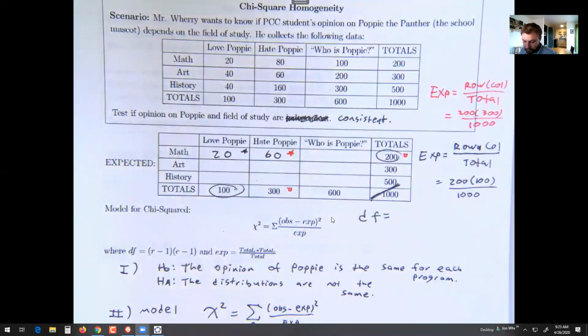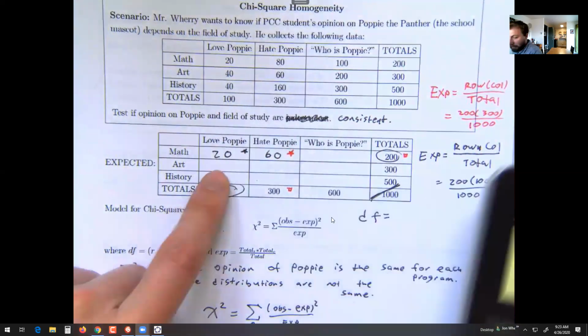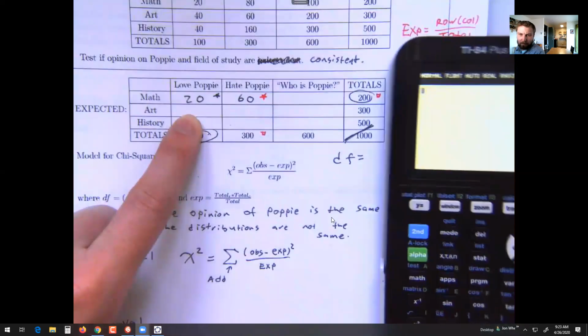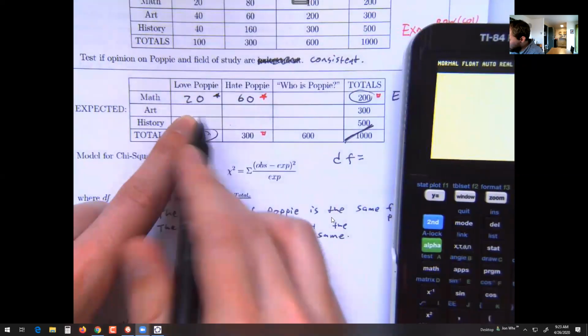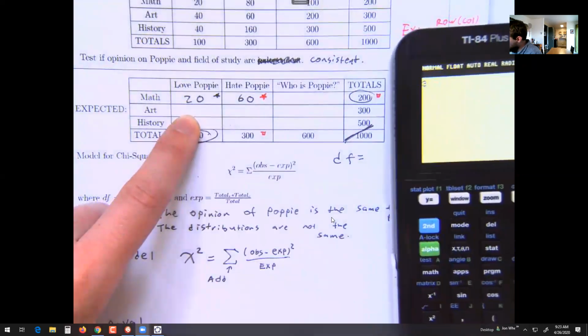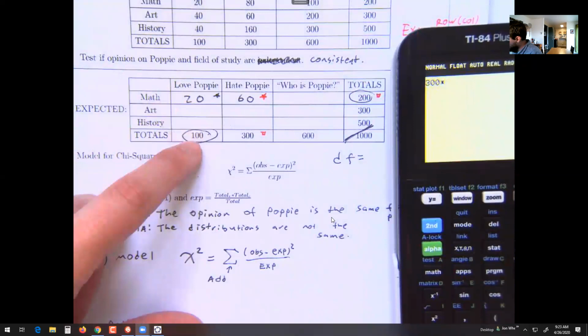I'm going to use the multiplication trick to come up with another one or two of these things. Let's look at this art value. This is in the 300 row, so I have 300. This is in the 100 column.